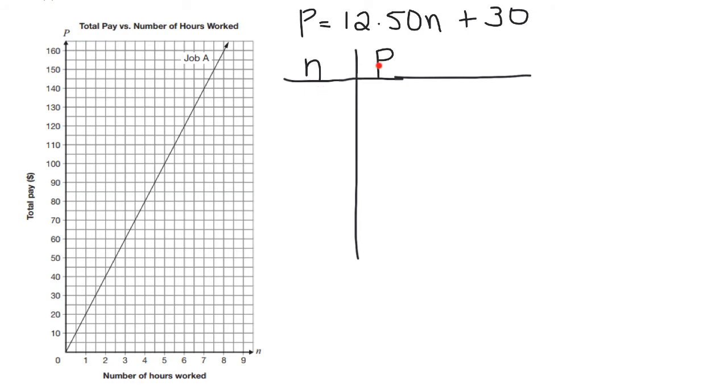And instead of a Y, I'm going to use the capital P that they chose to represent total pay. Now, if you really wanted to, you could also write out the actual labels. So instead of N, you could totally write out the entire phrase, number of hours worked. And instead of the capital P, you could choose to write out the phrase total pay.